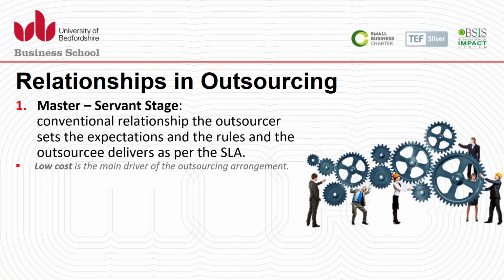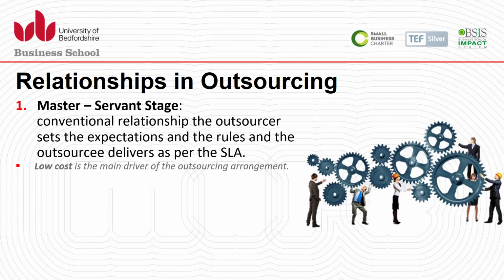So the relationship, when we say master servant stage, you can see between the lines that it's a conventional relationship. The customer sets the expectations and the rules, and the outsourcee delivers as part of the service level agreement, for example, the agreement that has to be provided for any kind of business they want to go ahead with, and that needs to be ensured for the long-term business relationship. Rather, it is just for the short term, and that can only be achieved if there is no compromise on the agreement for making a long-term relationship.